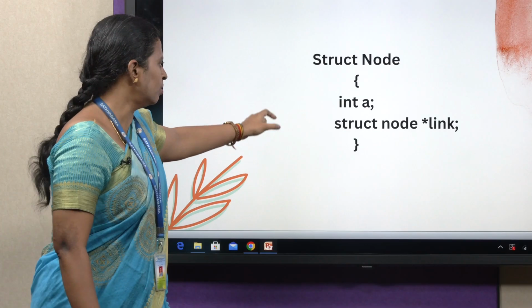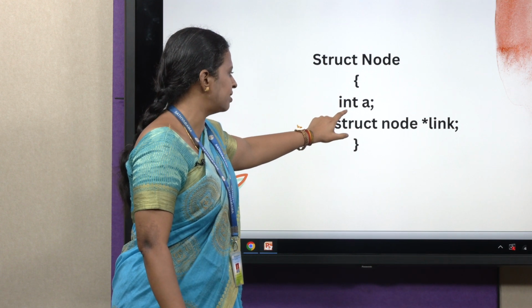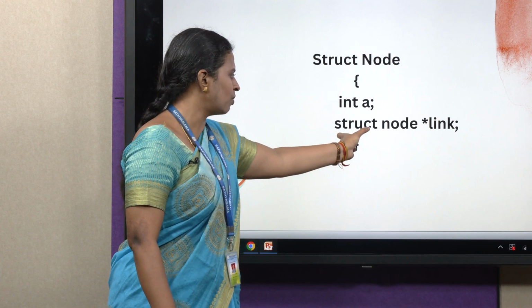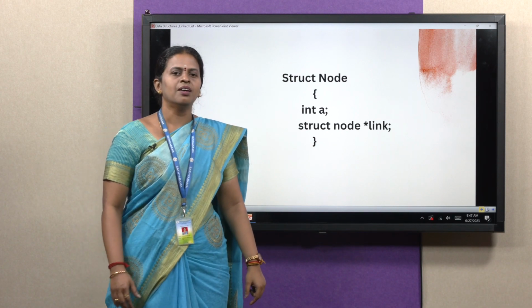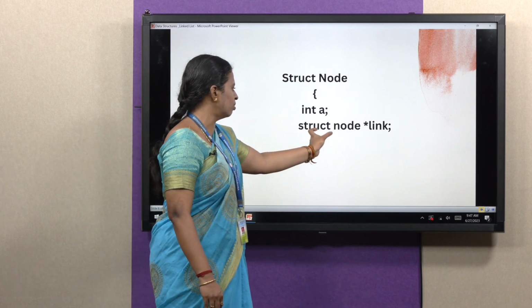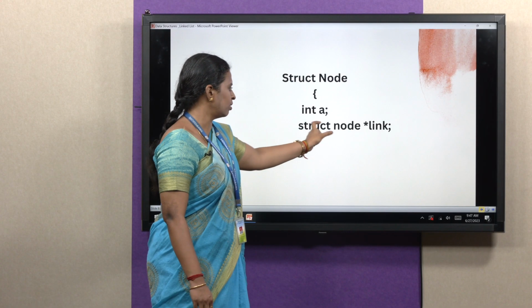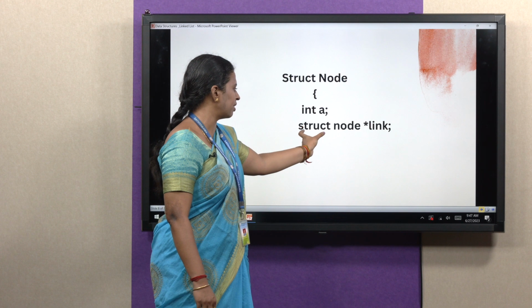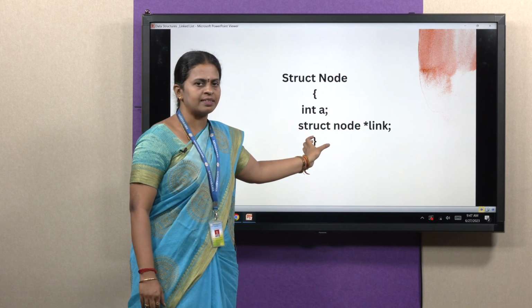So we have two parts, right? One is the data part, which you give as integer a, and the second one is what? Struct node. Struct node is a self-referential structure which denotes a pointer to the structure, right? So struct node star link, or you can give star next, like integer star a. Since it is a user defined data type, we give struct node star link. So struct node is a self-referential structure.